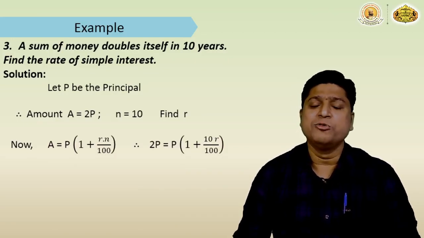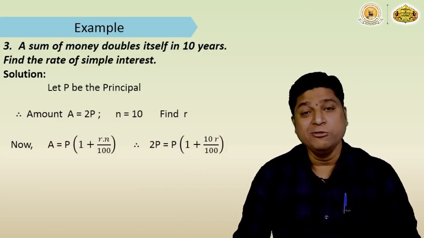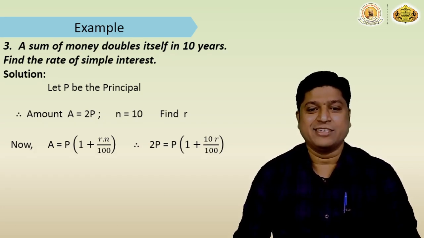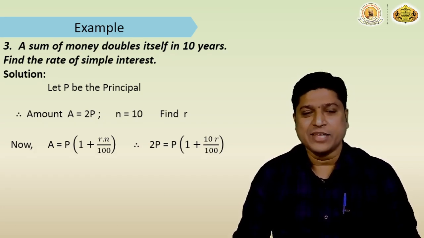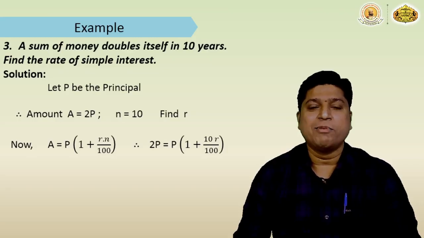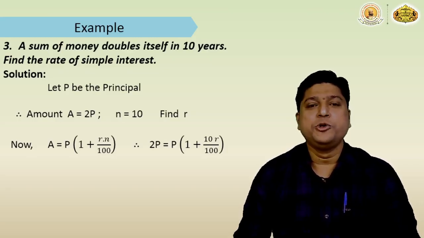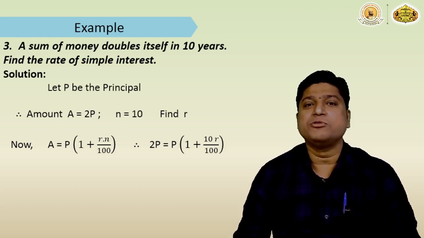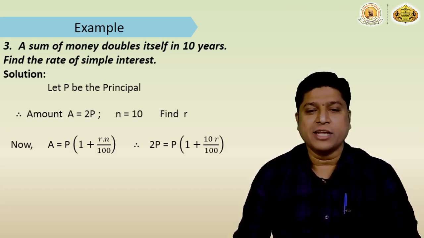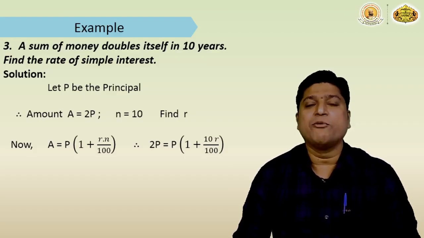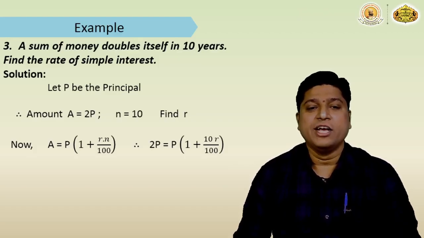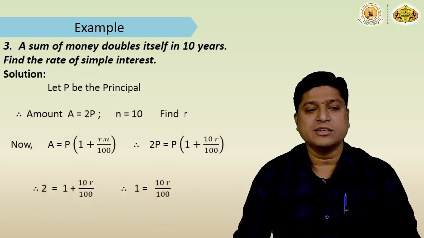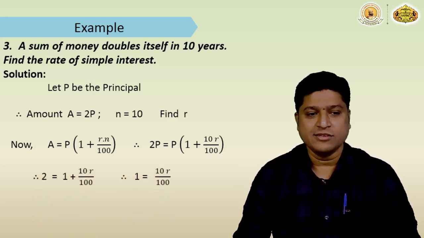Now what will we do? We will put in the values of the variables in the equation and try to solve it. In the place of A, we will put 2P. In the place of P, as you all know, we have assumed P as the sum. So that will be P into bracket 1 plus 10, where 10 is the number of periods, 10 into R upon 100. If you solve this equation, it will become like this.